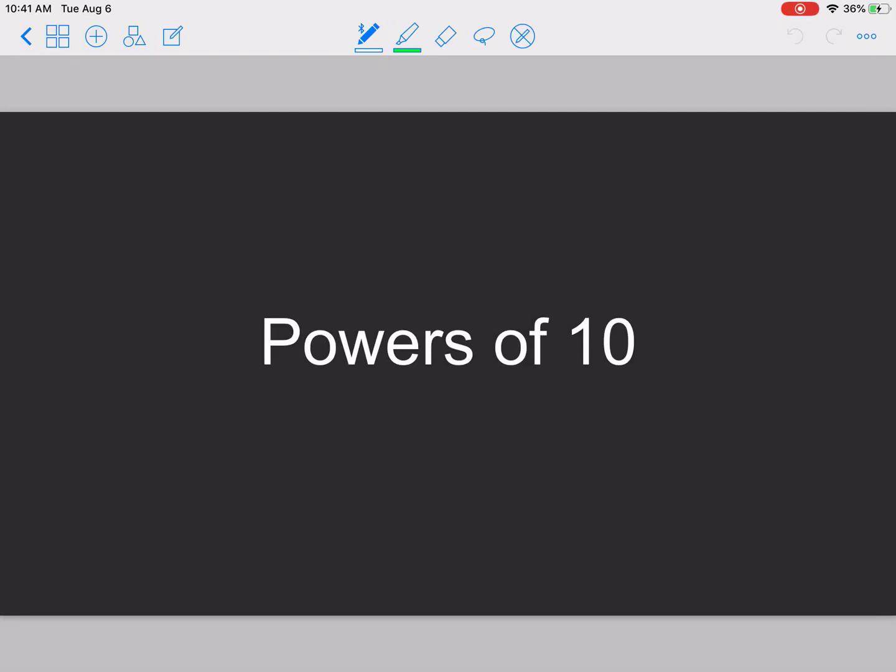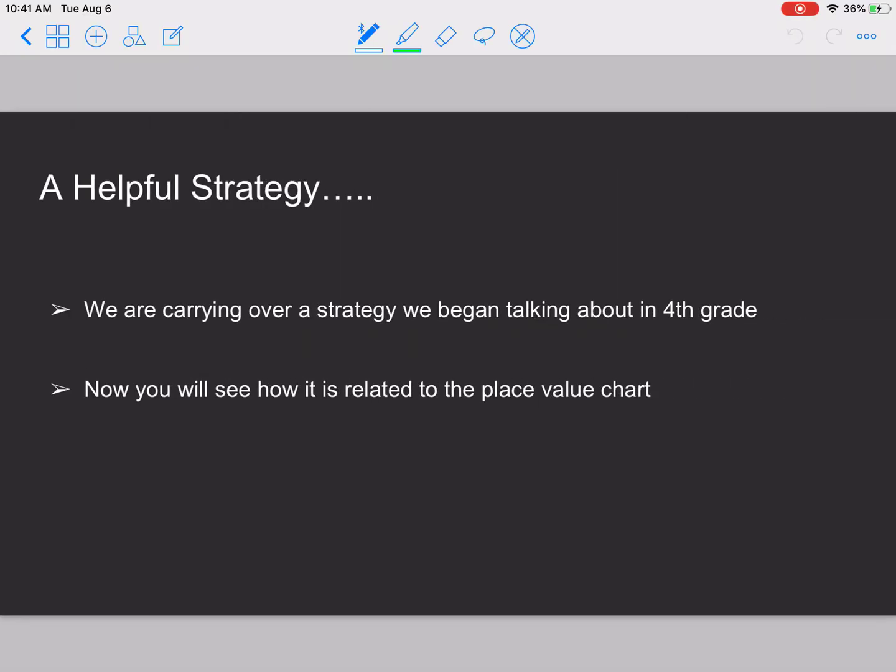Powers of 10. So here we're going to be building on a strategy that we began talking about in 4th grade. And now you're going to see how this is all related to the place value chart. And we focus on this a little more in 5th grade.